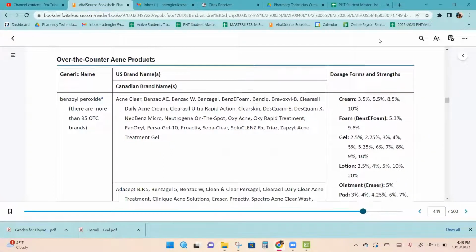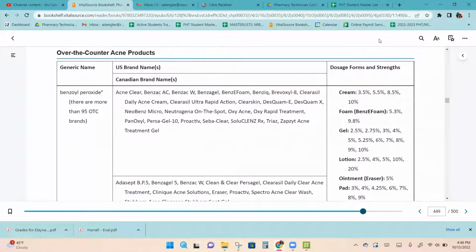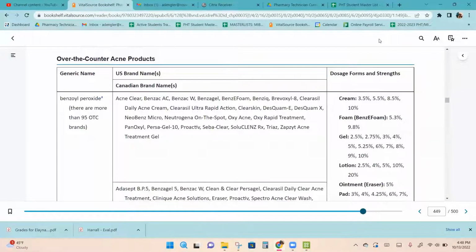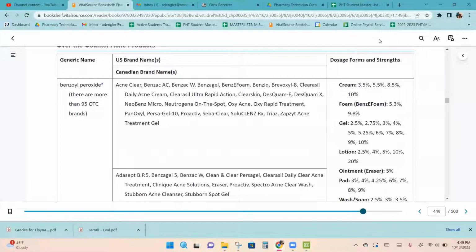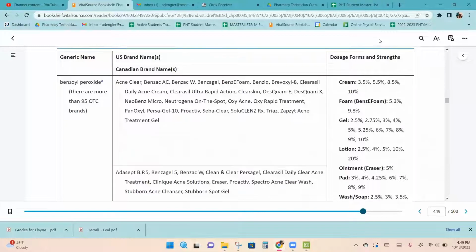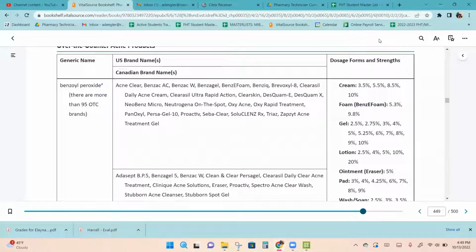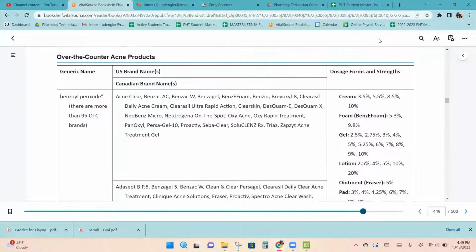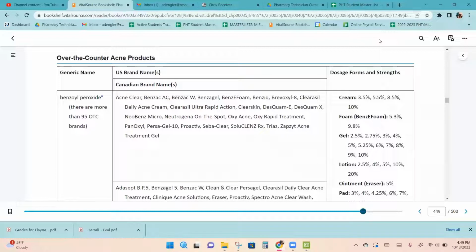Over-the-counter acne products, the medication benzoyl peroxide, which we just talked about, there are more than 95 OTC brands, so that is a ton, if you include all of the store brands, like the Walgreens brand, I'm sure, CVS and all that stuff. So in this box here, we have the US brand names, which is all we care about.